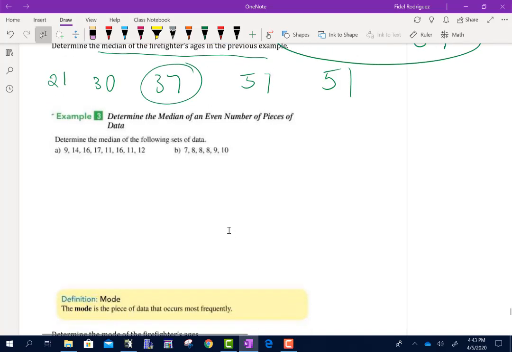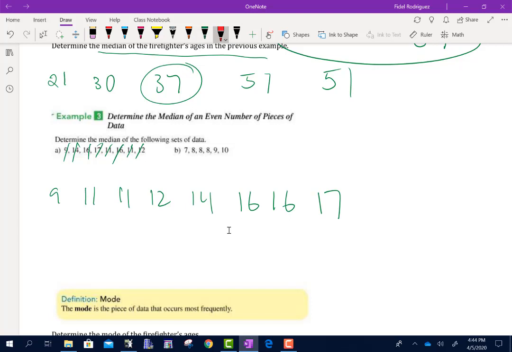All right. So example number 3 is asking me to find the median again. For part A, let's put our numbers in order from smallest to biggest. So 9 is the first one. Looks like we have 2 11s. And then we have a 12, and then a 14, and we have 2 16s, and then we have the number 17.